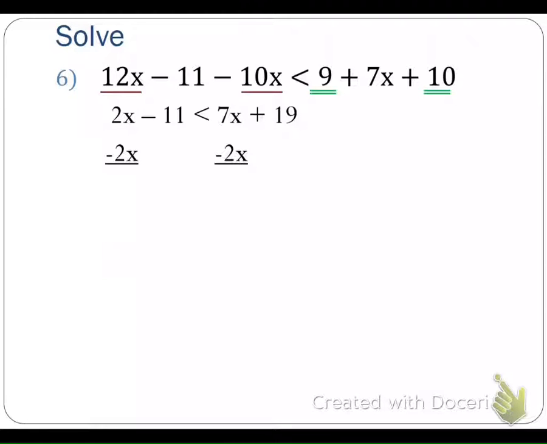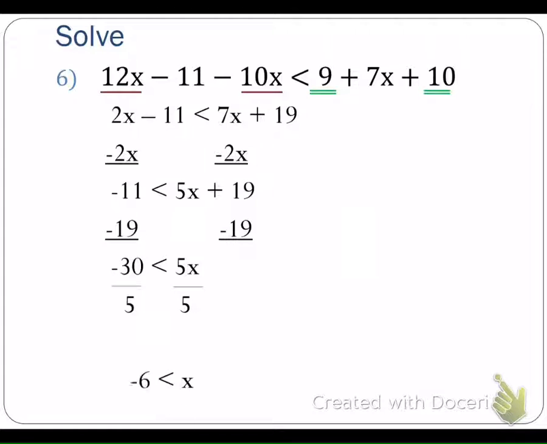And we get negative 11 is less than 5x plus 19. Good. Then what? Subtract the 19. We're going farther into the negative, so we're going to add those, keep the negative sign. So we get negative 30 less than 5x. Divide both sides by 5.